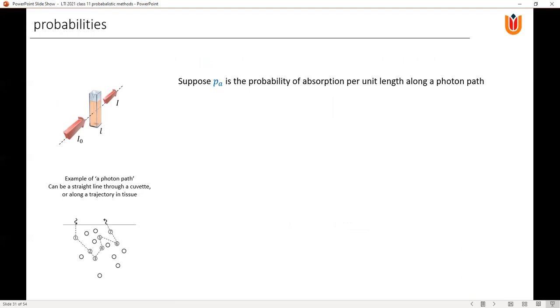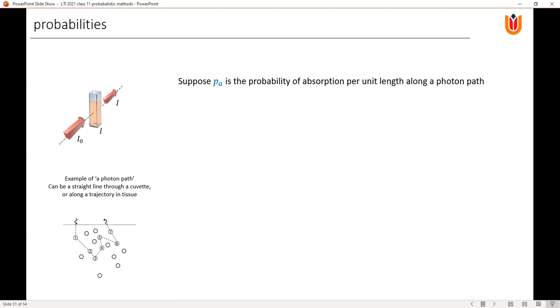Let's take a look back at the cuvette. So no scattering, just absorption. There's light coming in from here, intensity I0, and light coming out on the other side, intensity I.